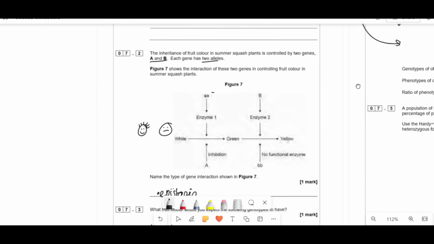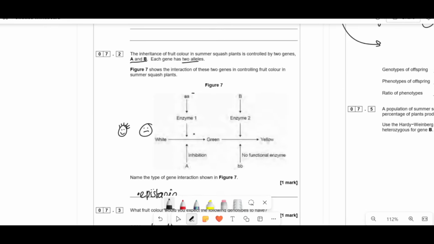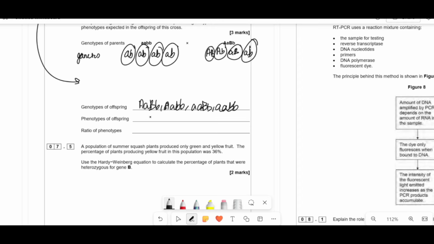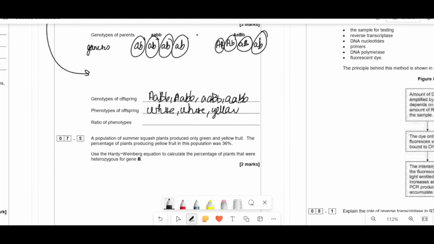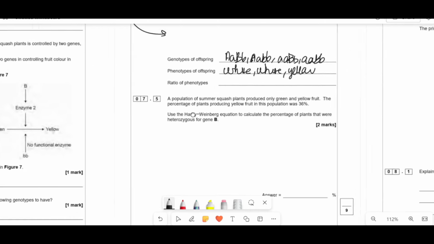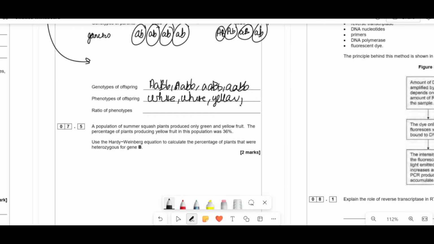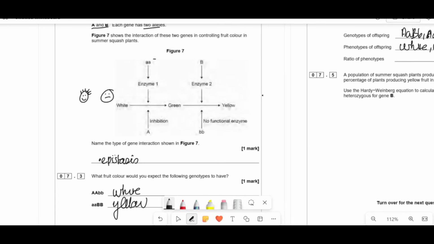Go back and look at the question, because they've told you what's going on. If you have a big A, it's going to be white. So immediately, no matter what the B's are, you've got white. And then little a, big B lets you get to green. Big B means you can go to yellow. But then we have little a, which can get you to green, but then we have little b, which is yellow. Sorry, not yellow, green. Whoops, it stays at green. It can't go yellow.